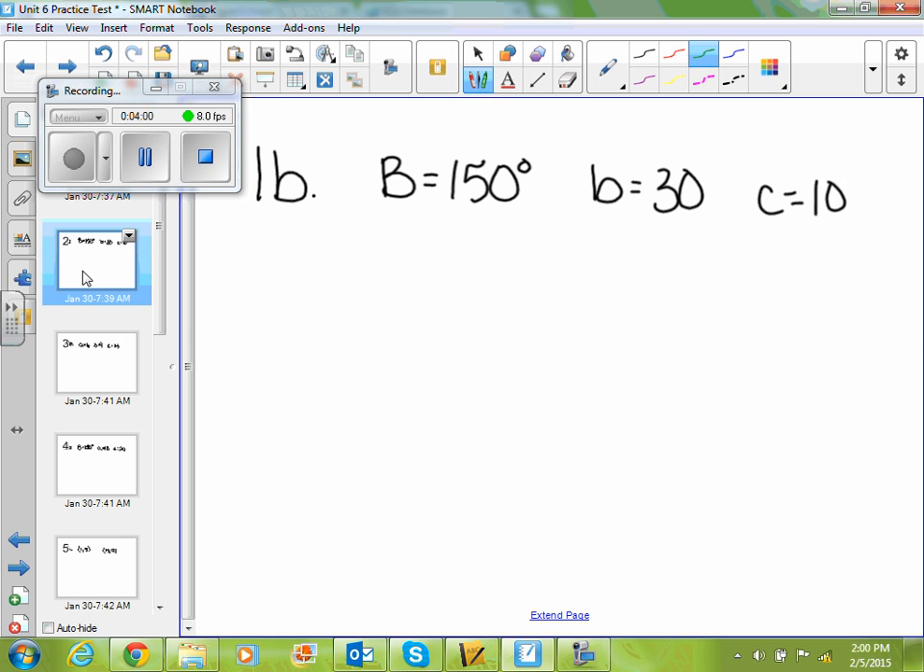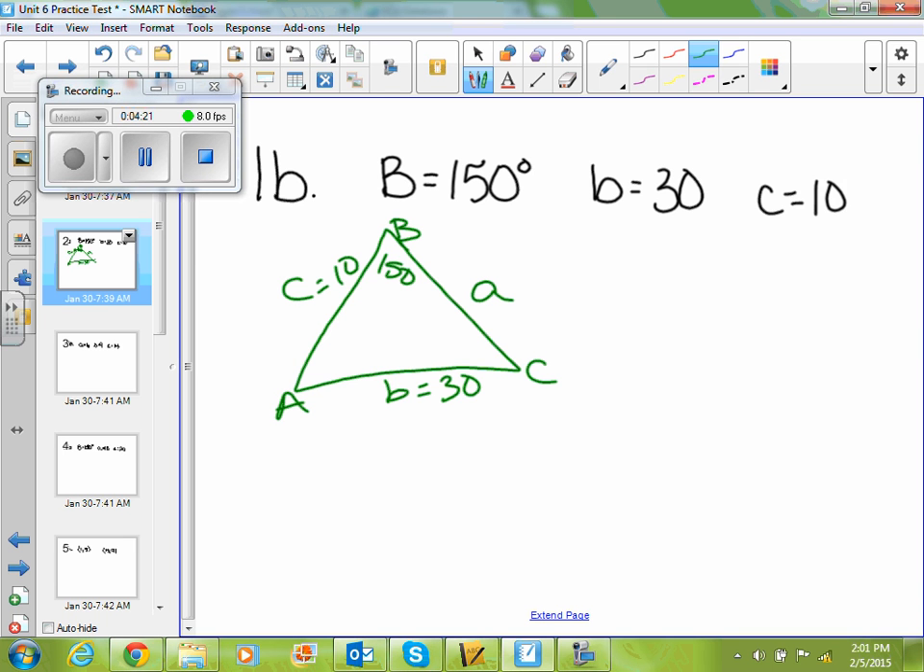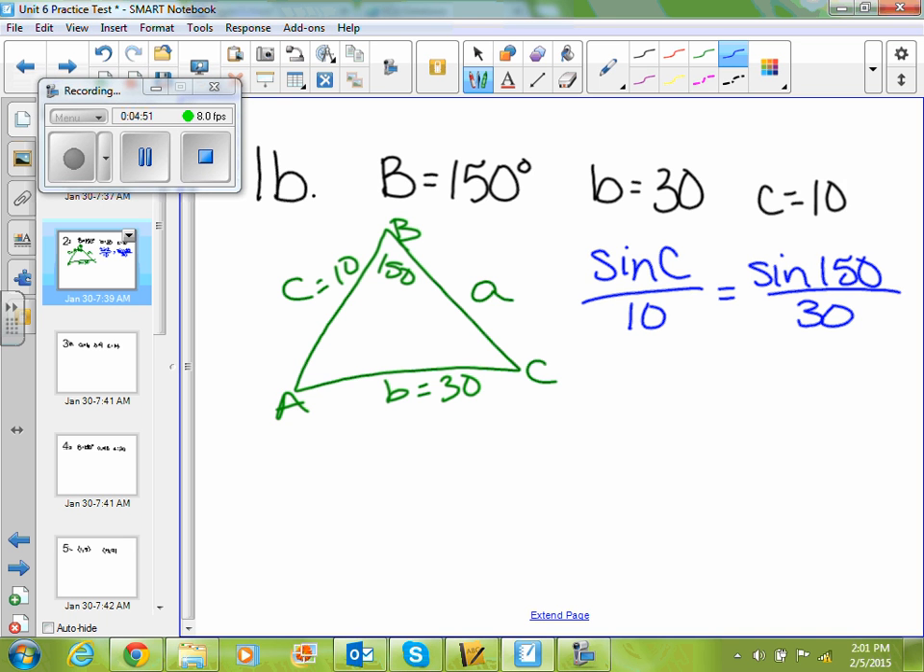Alright, if I look at 1B, I'm given B equals 150 degrees, little b equals 30, little c equals 10. If you draw out your triangle, you should get a triangle that looks like that. And so the only thing I can do is I know I need to use B's because I have both of those to find my angle C. So sine of angle C over side C, which is 10, equals sine of 150 over 30.